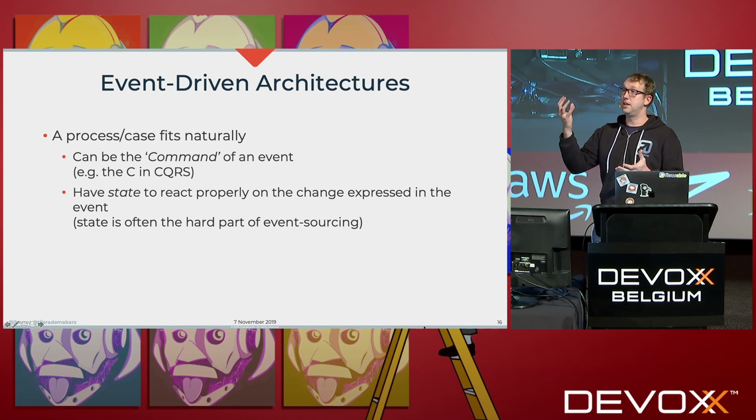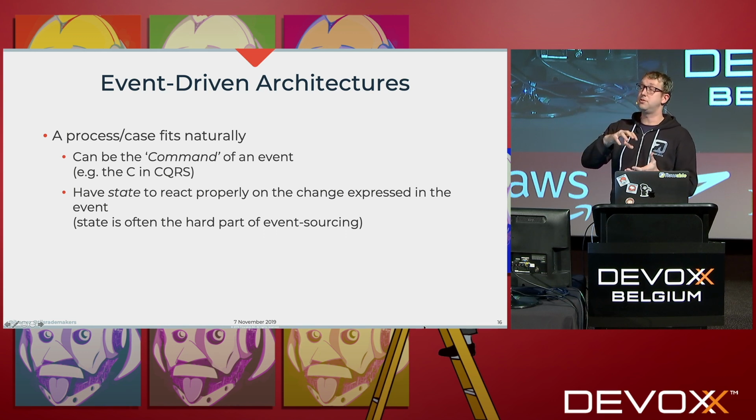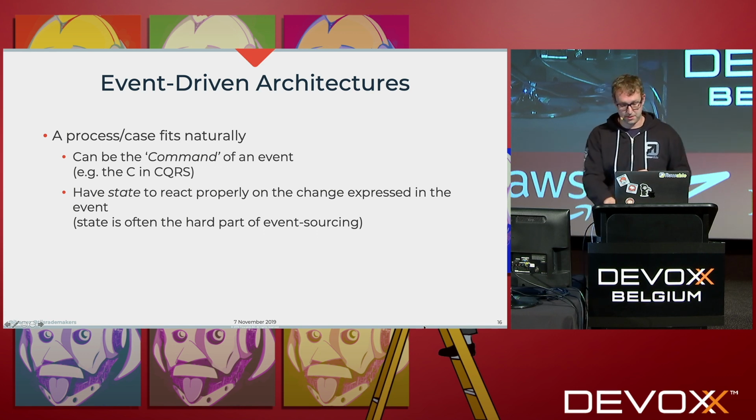You got an event in, and you got to apply that event to some state. So you got to build up that state somehow. And that's something, as I will show you in the demo later, that you get implicitly by using a process or a case, because it's already there, and you know the context in which it happened.